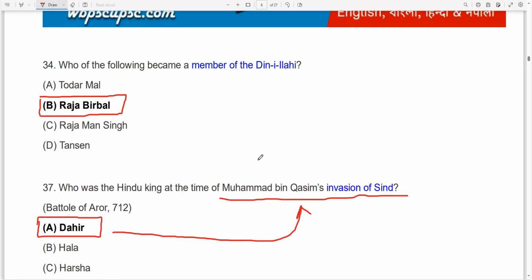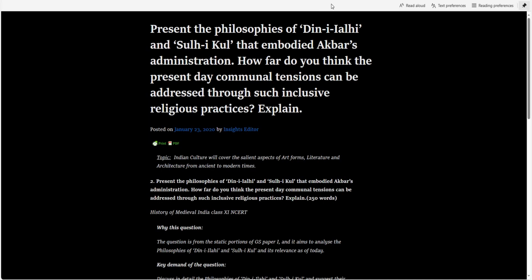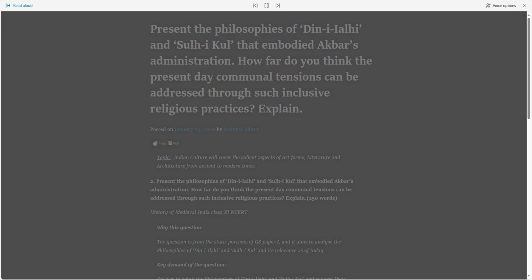So again, we're going to take a look at Din-e-Ilahi in somewhat more detail. Present the philosophies of Din-e-Ilahi and Sulh-i-Kul that embodied Akbar's administration. How far do you think the present-day communal tensions can be addressed through such inclusive religious practices?